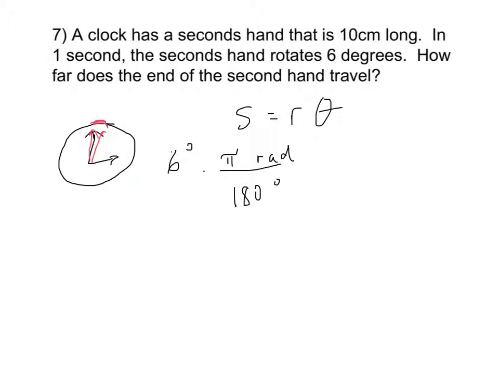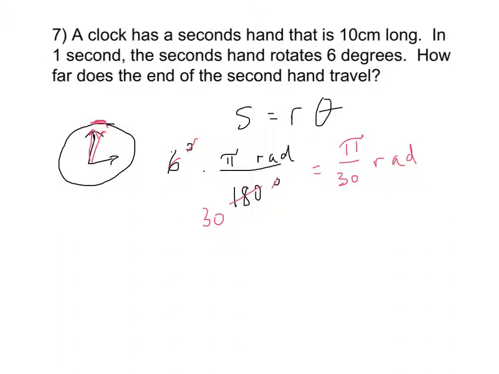So doing a little bit of reducing here, let's see what happens. The degrees cancel, leave us with the radians that we want. 6 goes into both the top and the bottom, leaves us with 30 down below, and we end up with pi over 30 radians. So that is the angle measurement that gets traveled.